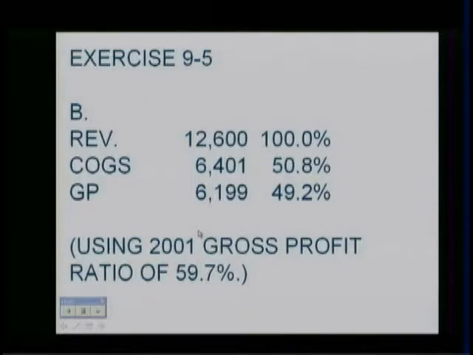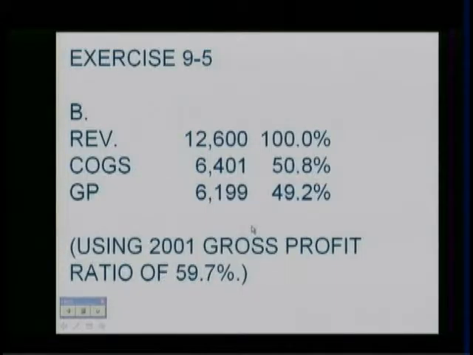In Part B it says, okay, now assume that for the first 4 months of 2002 they had $12.6 billion in revenues. What would be their gross profit? Well, if we use the gross profit percentage that we had from 2001, which was 49.2%, we know that 49.2% of $12,600 million is $6,199 million. So we could use this information from the past to help us predict for the future.